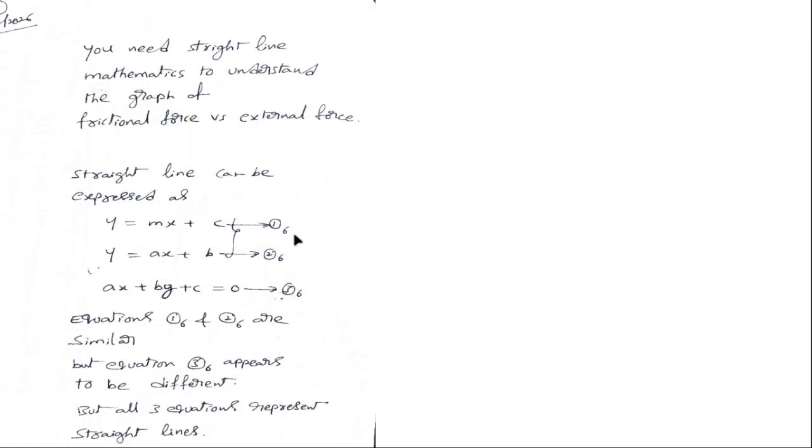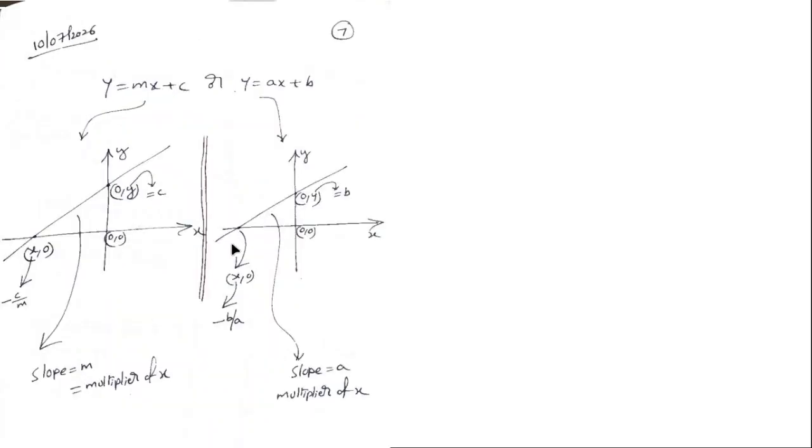Okay, let us briefly discuss these equations in order to understand the graph of frictional force versus external force. y is equal to mx plus c is a straight line, and here the multiplier of x is m. That multiplier of x, m, is nothing but the slope of this line.